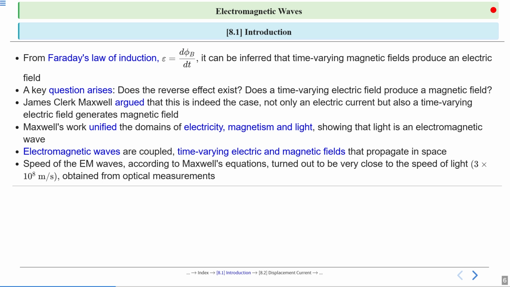The speed of EM waves according to Maxwell equations turned out to be very close to the speed of light. He calculated the speed through various experiments, and it turned out to be very close to 3 into 10 to the power 8 meters per second. That was the speed of light obtained from optical measurements. So he concluded that the speed of EM waves is very close to the speed of light in vacuum, that is 3 into 10 to the power 8 meters per second.